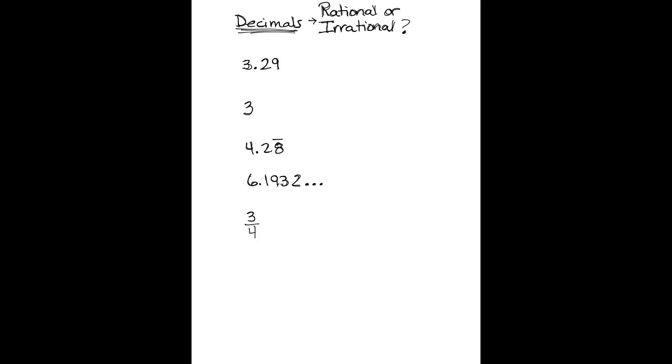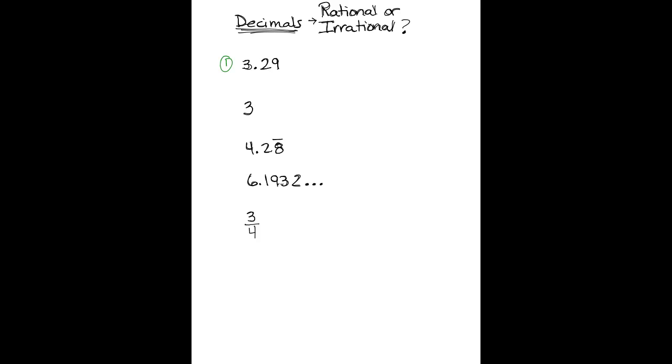I just wanted to take another quick minute and talk about decimals and how we can easily tell if they're rational or irrational by looking at if they are terminating, which means that they end to the right of the decimal, or if they repeat, again, to the right of the decimal, if the numbers repeat themselves. So we have a couple here that I wanted to talk about.